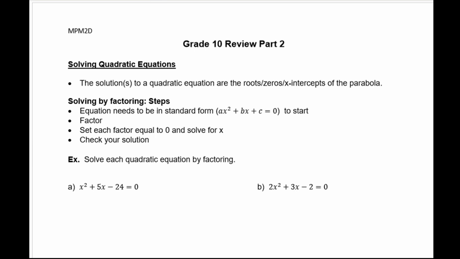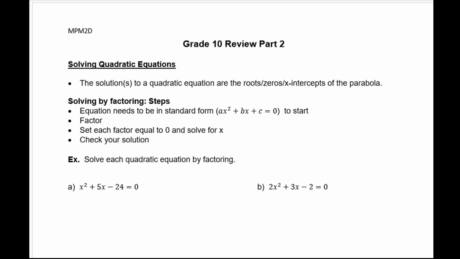So, in solving quadratic equations, there's two ways that we can do it. We can solve by factoring, or we can solve by using the quadratic equation. Either way, essentially what we're doing is we are trying to find the solutions for a quadratic equation. And the solutions for a quadratic equation are the roots, zeros, or x-intercepts of the parabola. All these terms mean the same thing, so they can be used interchangeably.